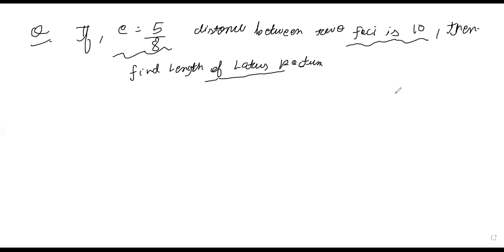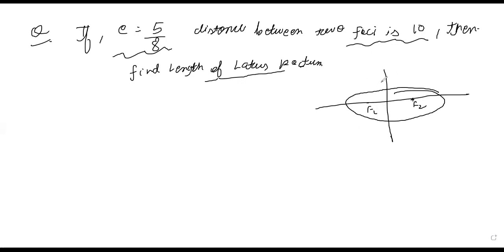See, take a hint from the figure. From the figure, the foci were F1 and F2. So this 10 is given as the distance between F1 and F2. Yes, the distance between two foci is 10. So the distance between F1 and F2 is given as 10.